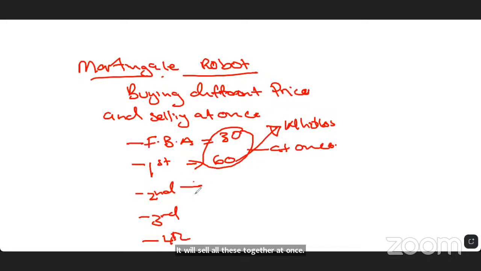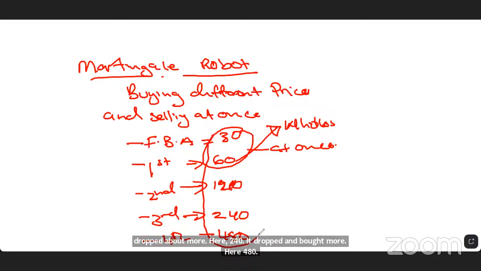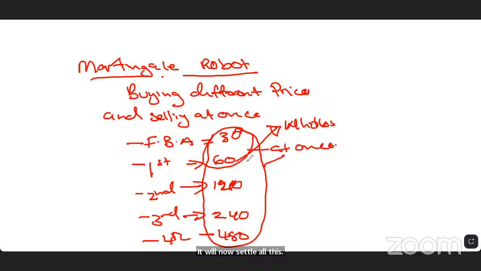If it dropped and it bought more here, let me say 90. If it dropped and bought more here, let me make this 120. It dropped and bought more here, 240. It dropped and bought more here, 480. It will now sell all this, whatever it bought, at once. And that is what we call martingale.